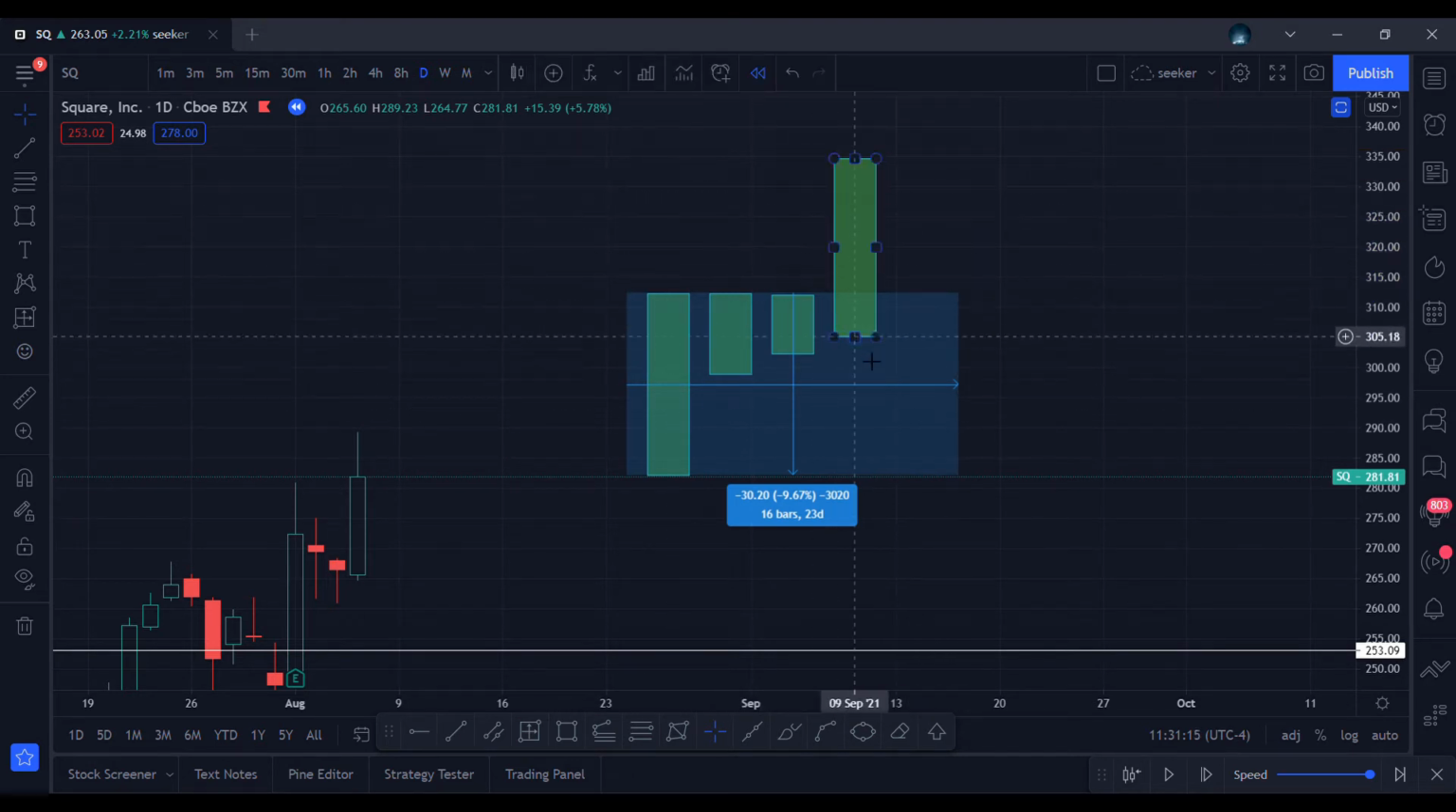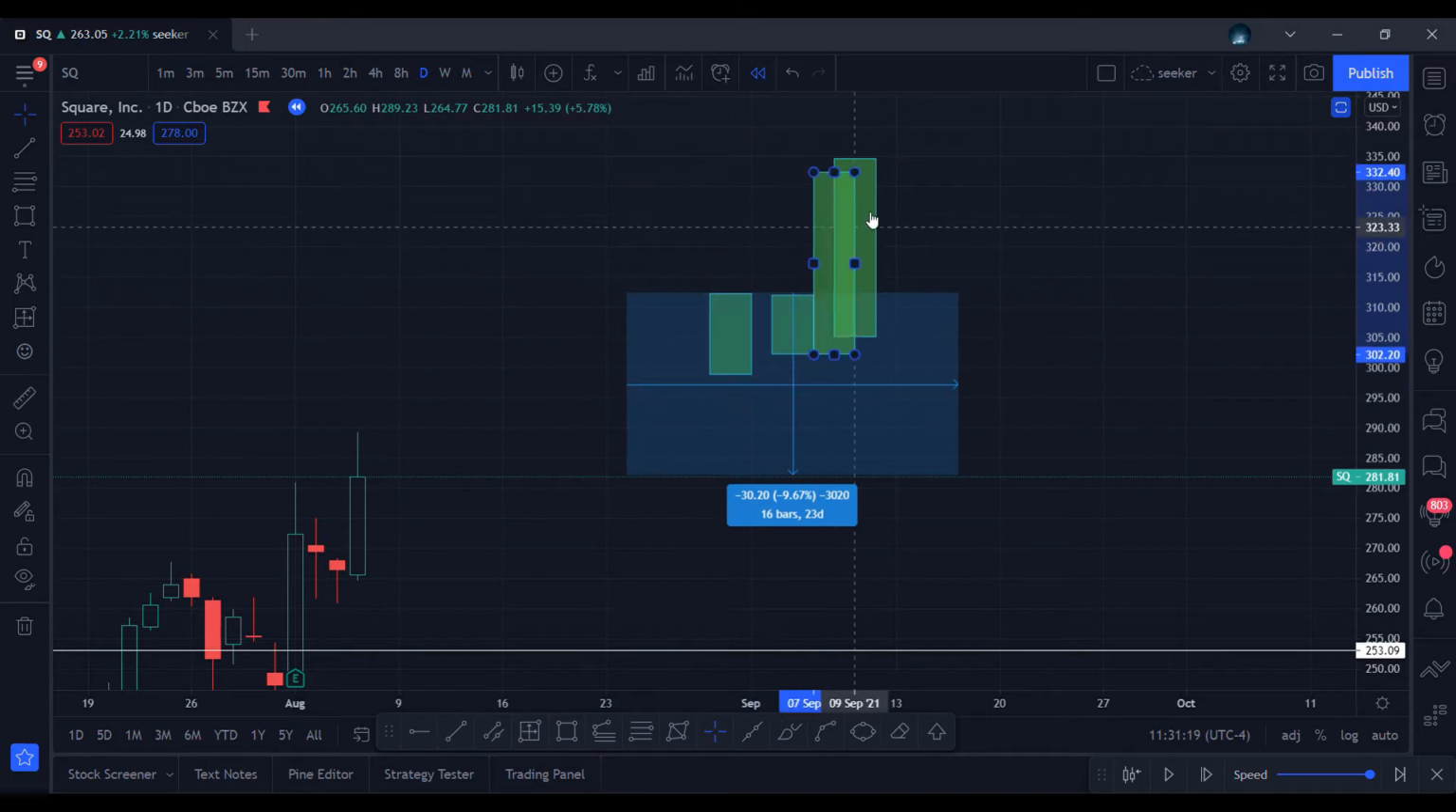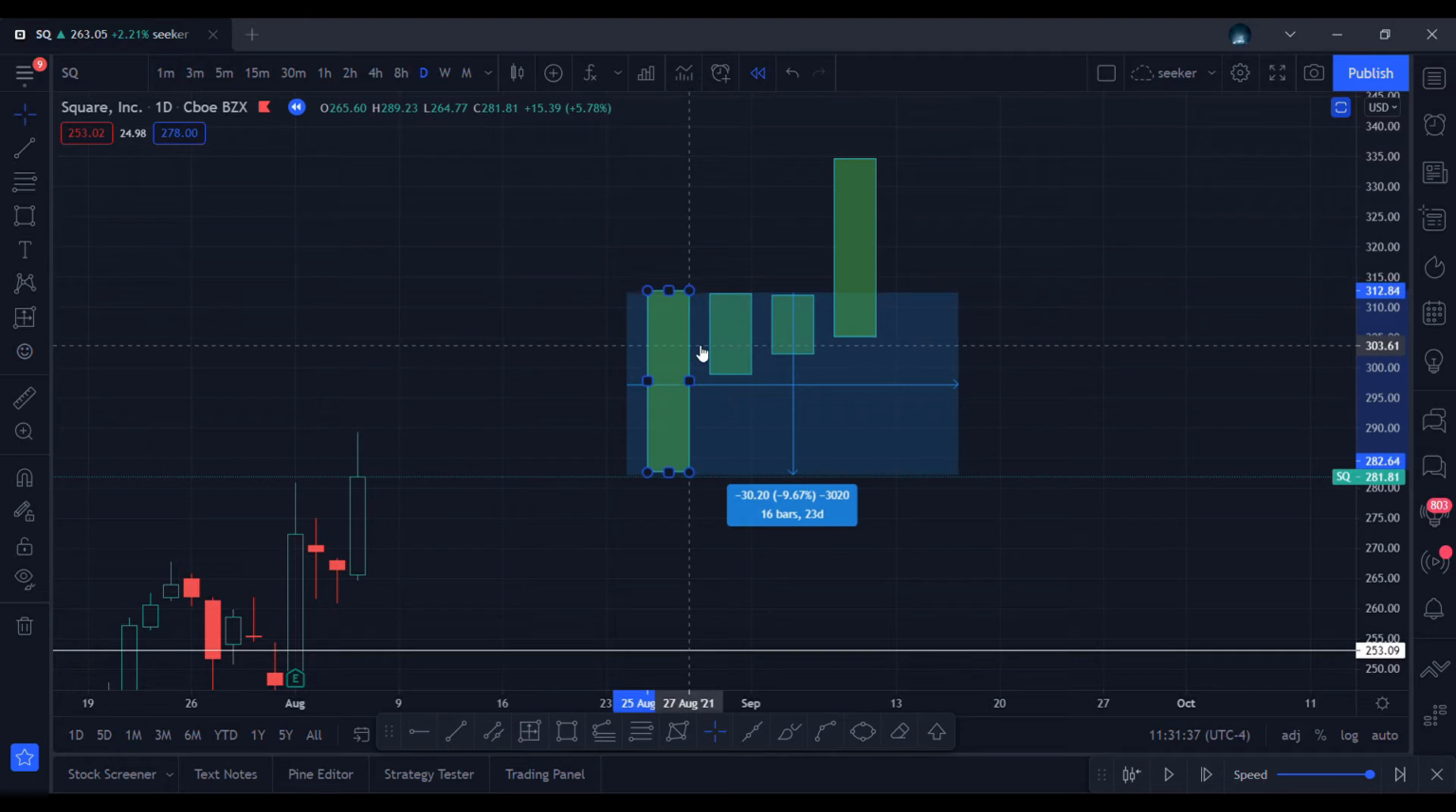If you want to measure what this move would be, I would just take the measurement of this engulfing bar and put it up there, and you should get a price target because it is going to be about the same size. It won't be perfect, but it'll be about the same size.